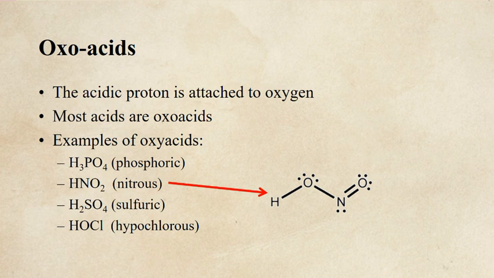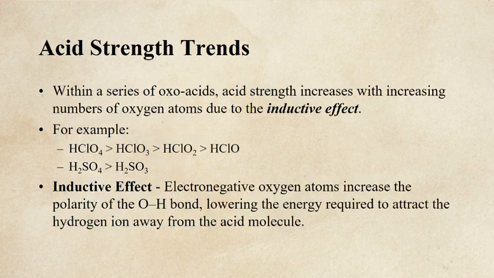Oxoacids are basically acids in which the acidic protons attach to oxygen. Most acids are oxoacids. You're going to see this a lot, especially in organic chemistry. But here are some examples, strong and weak, where we have the acidic proton attached to oxygen. Acid strength trends are very, very important.